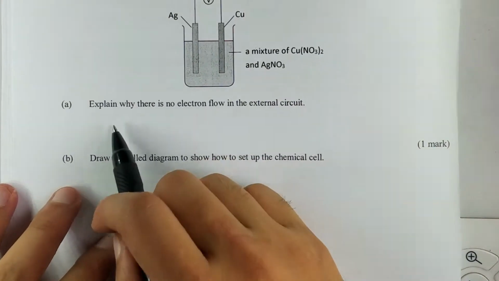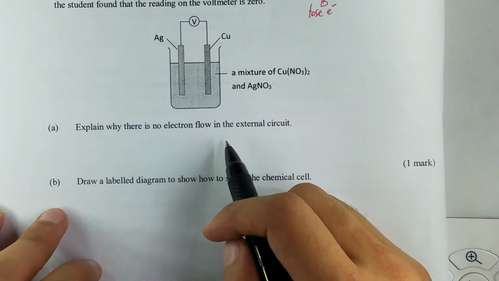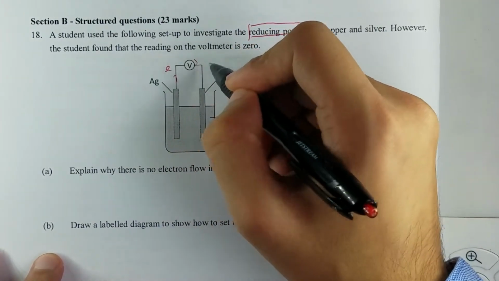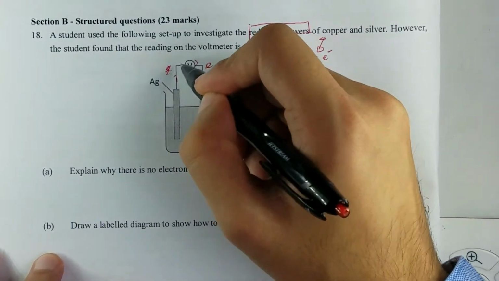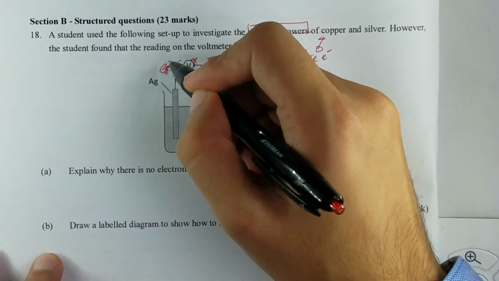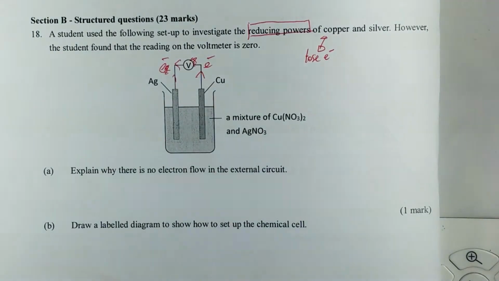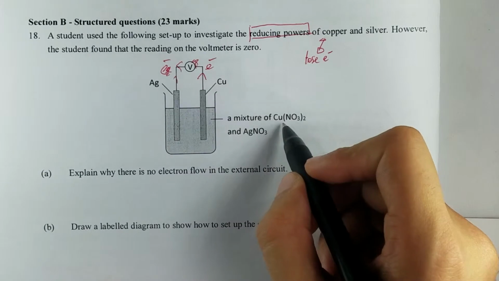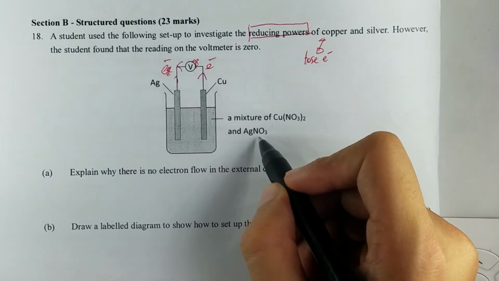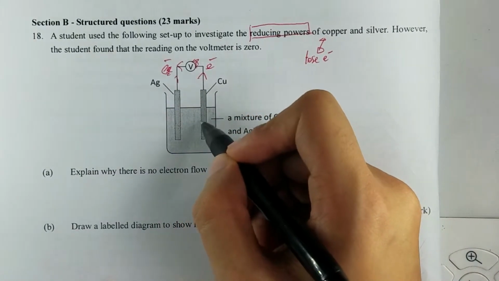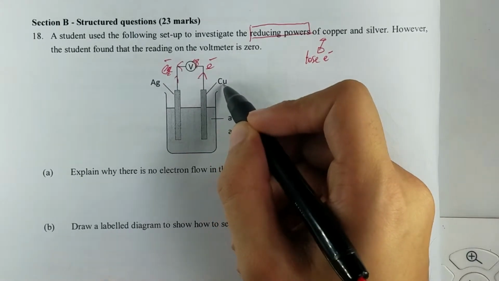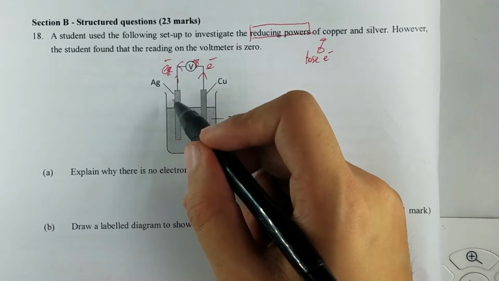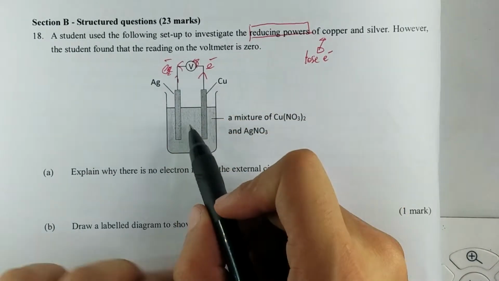So explain why there is no electron flow in the external circuit. So that means they're saying that there is no electron movement. Why there is no electron movement? Very simple. One, let's look at the setup. It's a mixture of copper and silver nitrate, and they're all mixed together. And how will the copper lose electron and then this one gain electron? The answer is very simple.